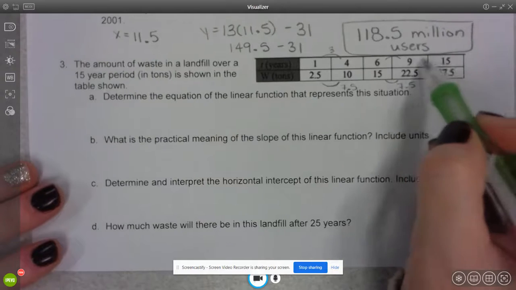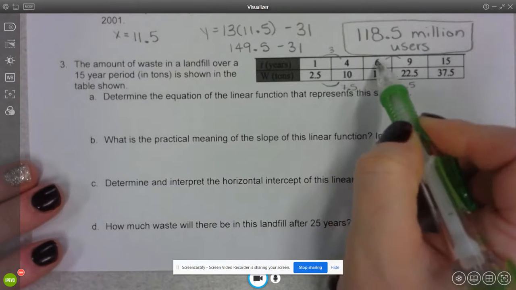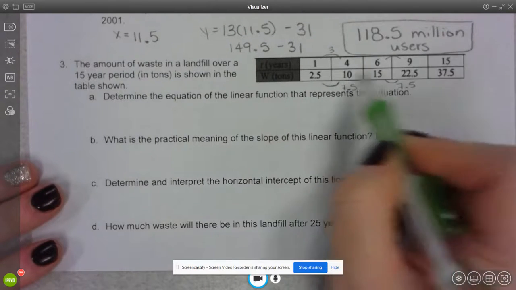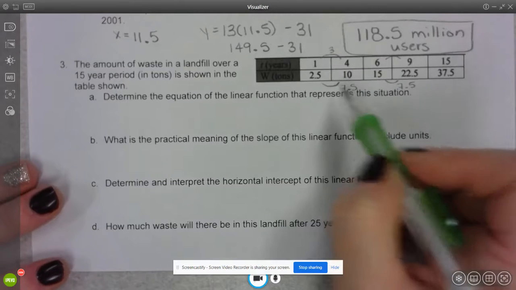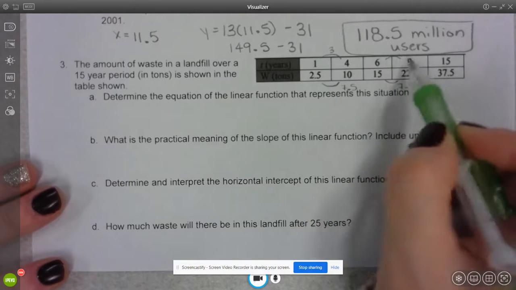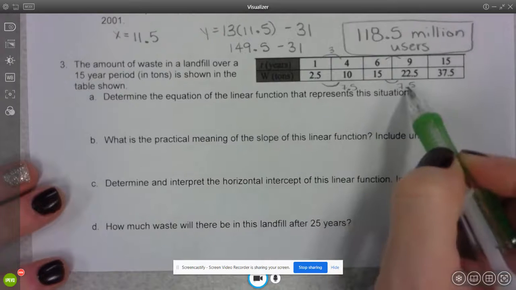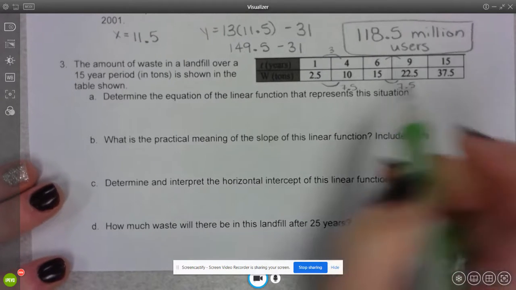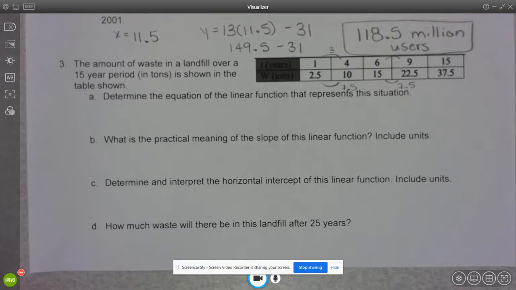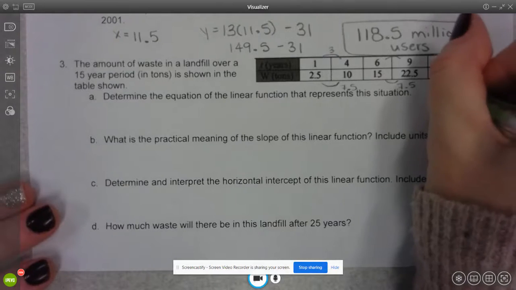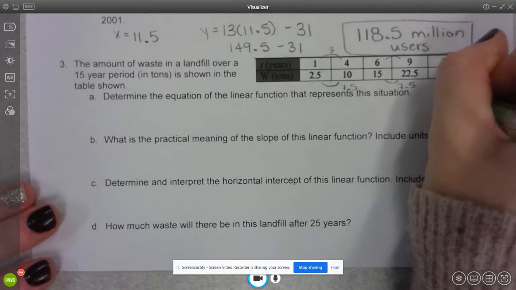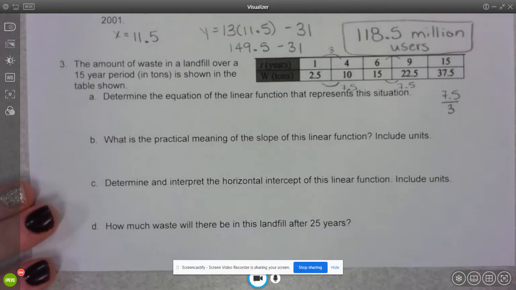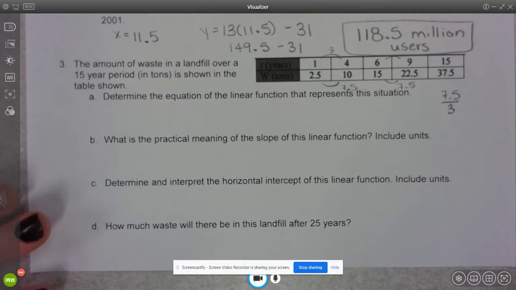These jumps, this jump is 6, this jump is 2. So I'm not going to look at these jumps here to help me, but I can see this period of 3 years gives me the same jump in the tons of waste. So I'm okay looking at this as a linear function. So our slope is going to be 7.5 divided by 3. I know it's weird for a slope, but I promise you everything's going to be okay.